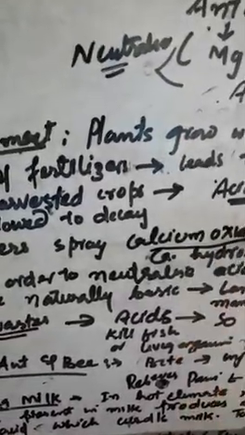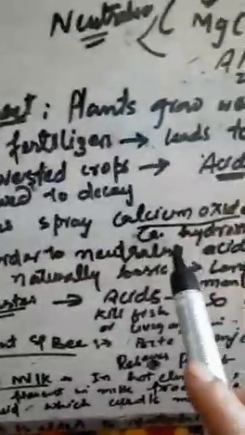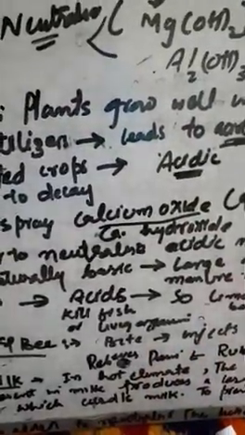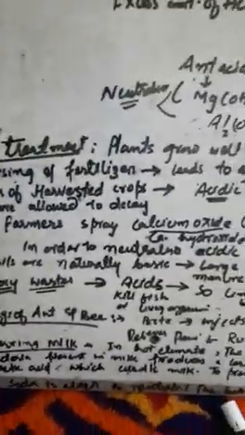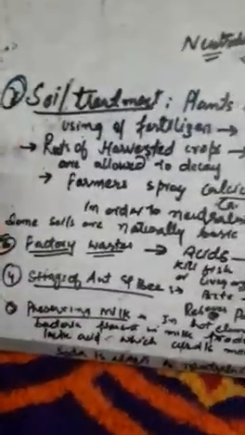Farmers spray calcium oxide, which is also known as quick lime, and calcium hydroxide, slaked lime. These two are sprayed on the soil to reduce the acidic nature of the soil, to neutralize it. So here also the neutralization reaction takes place. This is another example.